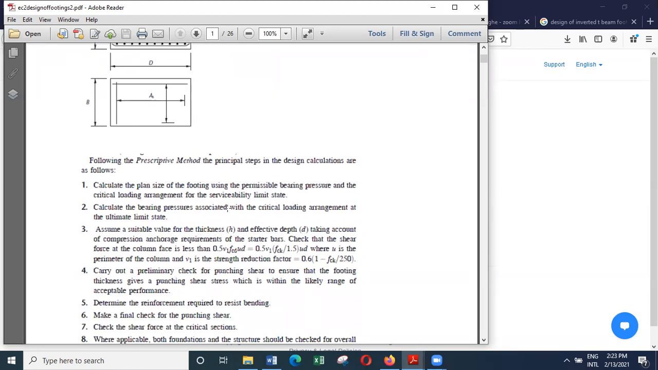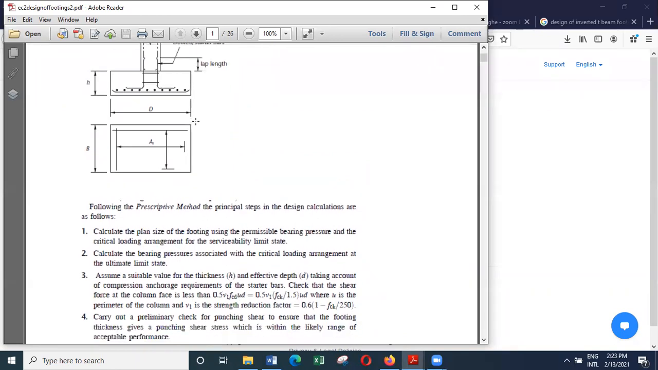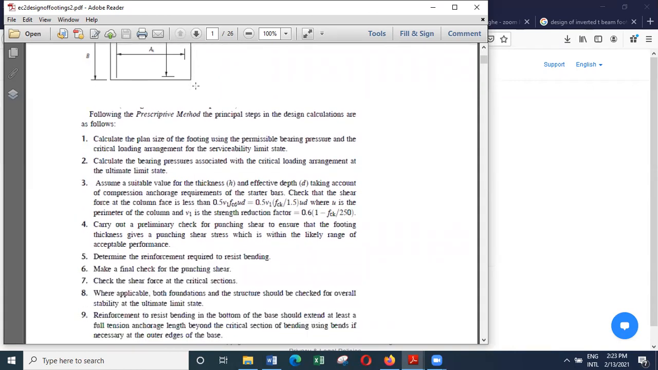First calculate the bearing pressure, then see whether the column can fail at the face, then also check whether there can be a typical punching shear failure at the control perimeter. And for these bases, the control perimeter is at 2d from the face of the column. And then carry out a preliminary check on the punching shear just to see whether the thickness selected is adequate. And then if the thickness selected is adequate, then you can determine the reinforcement requirement.